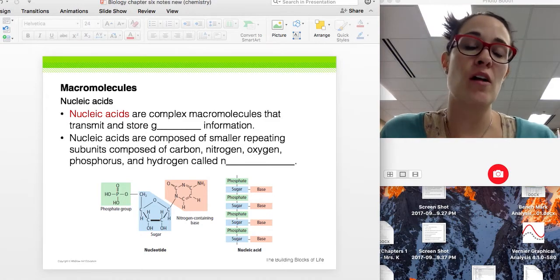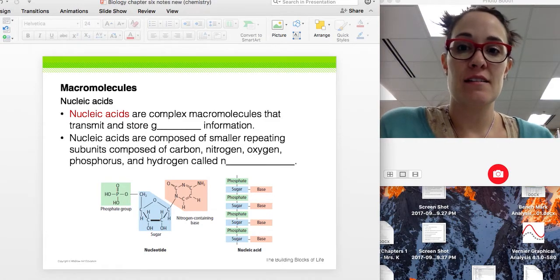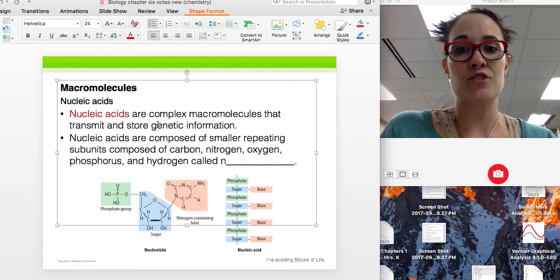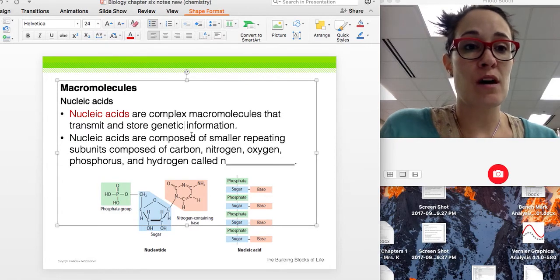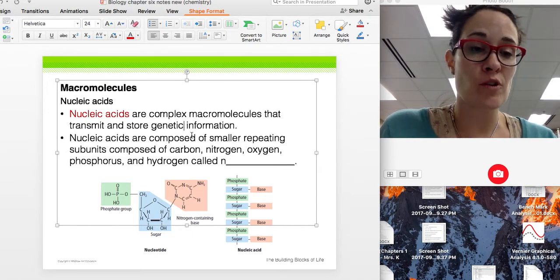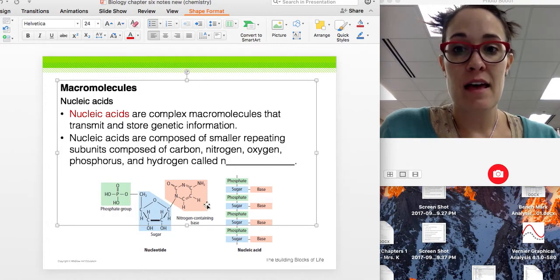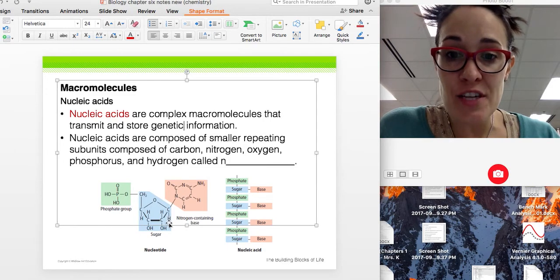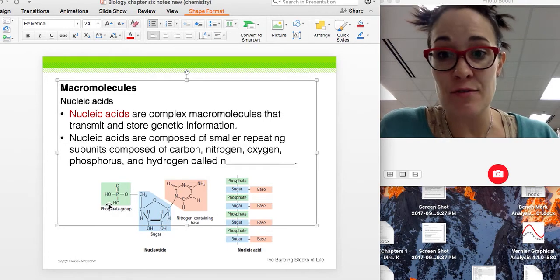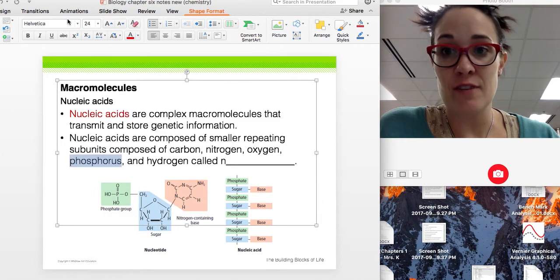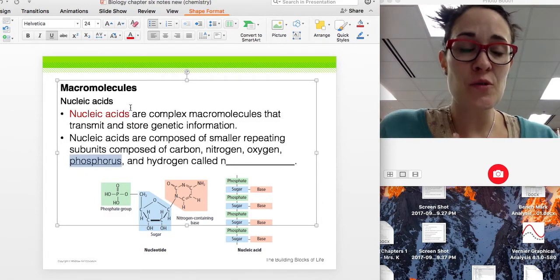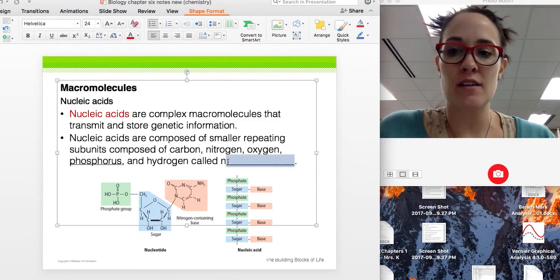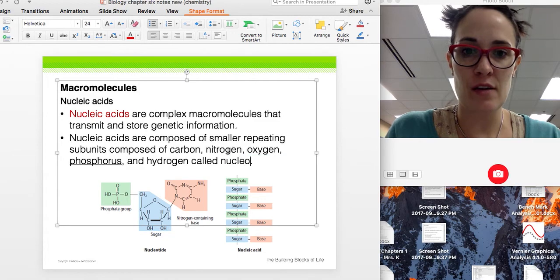The last type of macromolecule is called a nucleic acid. They store and transmit genetic information. And they're also made of smaller monomers or repeating subunits. And their subunits contain oxygen, carbon, hydrogen, nitrogen, and then phosphorus. Underline phosphorus. That's what makes nucleic acids different from the other macromolecules. They have phosphorus. And these repeating subunits are called nucleotides.